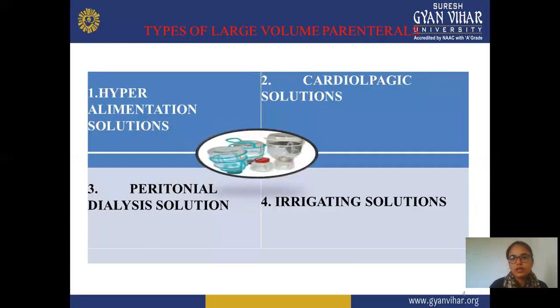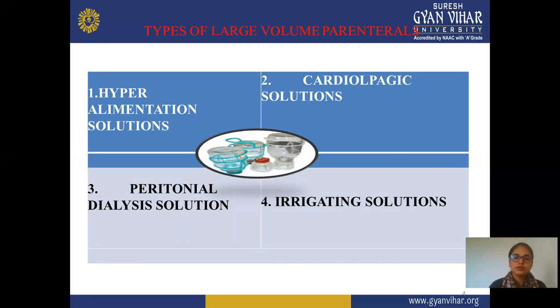And next are the types of large volume parenterals. There are four types of large volume parenterals. First is the hyperalimentation solution. Second is the peritoneal dialysis solution. Next is the plasma expander solution, and the fourth one is the irrigating solution. So these are the four subtypes of large volume parenterals, or these large volume parenterals are available in these four different types.